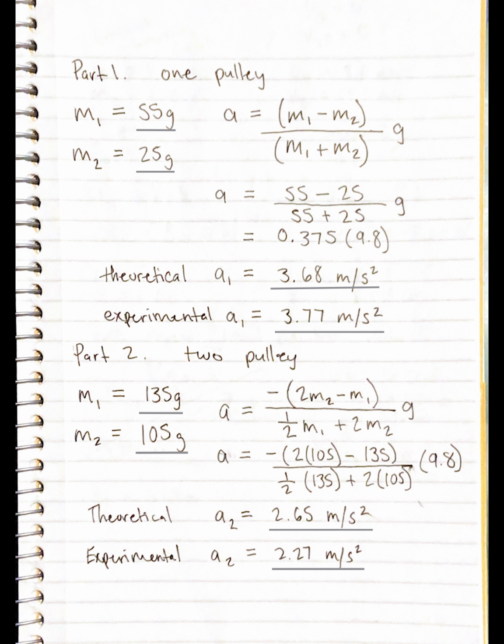Since we have the mass and acceleration of our one pulley system, we can calculate the tension of the string. We multiplied gravity times 2 times mass 1 and 2 divided by the sum of the masses to get a tension force of 0.337 newtons.